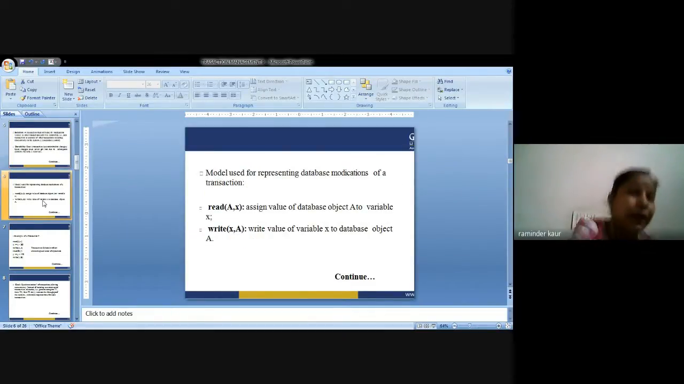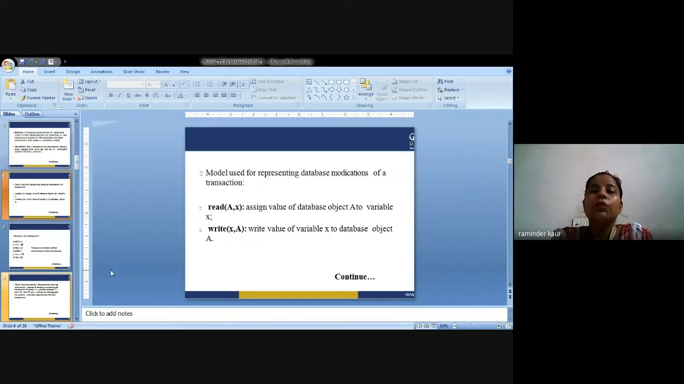So this is the practical example of transactions, how transactions do reading and writing. This is the model used for representing the database modifications of a transaction. First is read, then write.